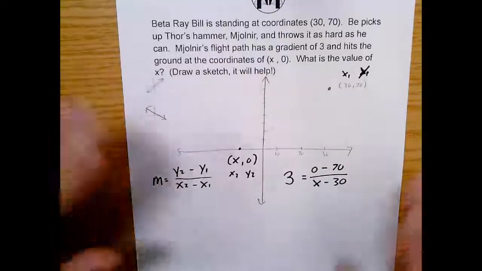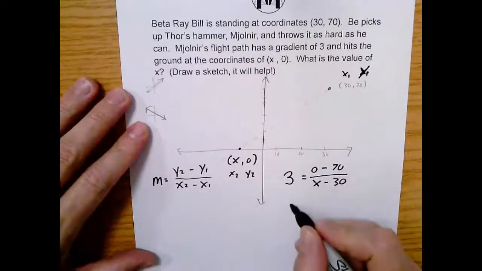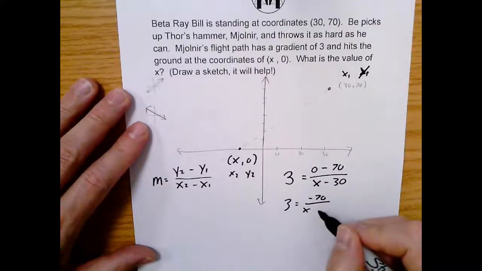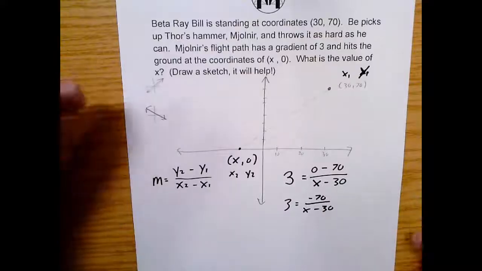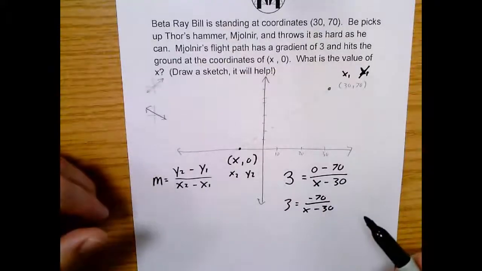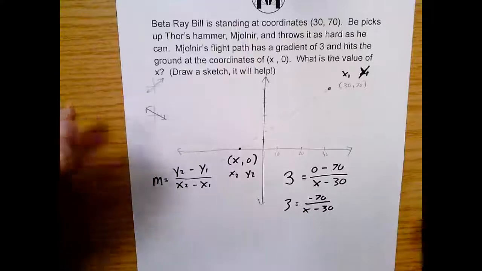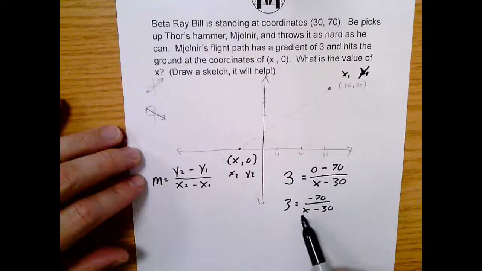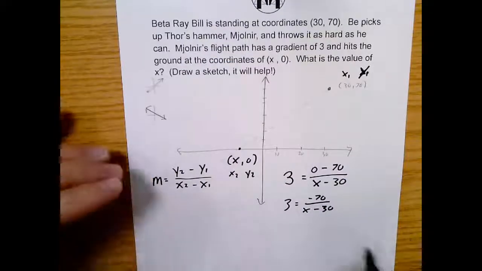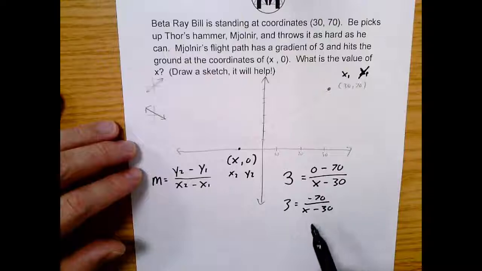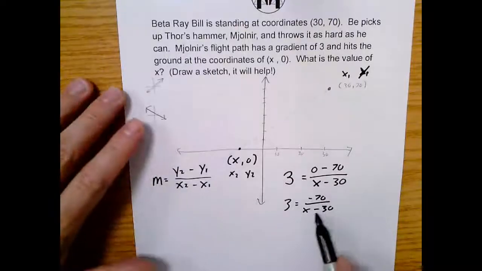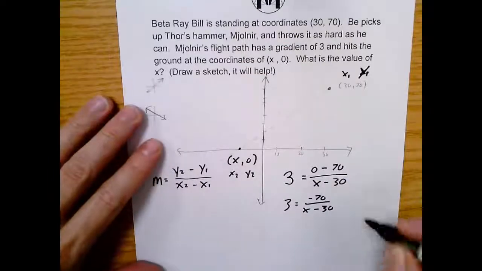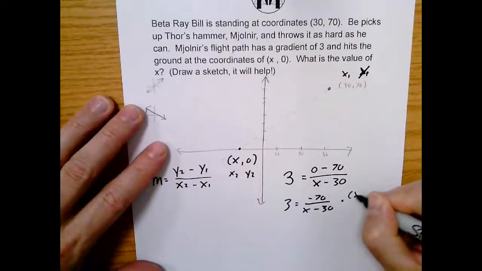So first things first, let's do all the math we can do. 0 minus 70, we know that. So we have 3 equals negative 70 over x minus 30. At this point, we need to make a choice about how to attack this. We really can't do anything with the minus 30 because it's combined with this x, but we want to get this out of the denominator. So one way to make life super easy is to multiply both sides by the denominator.